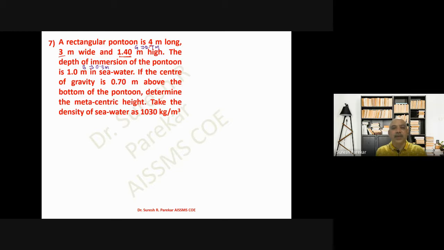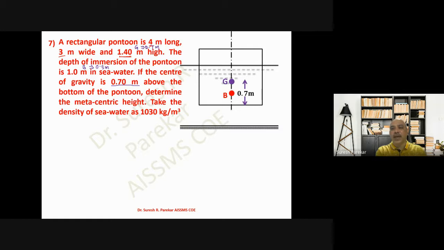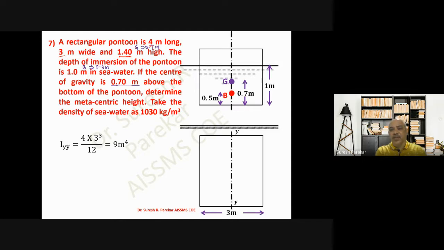So already this is 1.4 given, so automatically my center of gravity should be at 0.7 meter. So we'll plot this diagram so you can see this. I have center of gravity 0.7 meter, 1 meter we have depth of immersion, which gives me 0.5, that is depth of point of buoyancy from bottom. And then we have this 3 meters, and we are going to find Iyy from this. Given data you can see in figure, so I can write here given data as shown in figure.